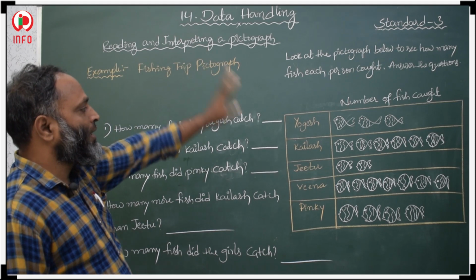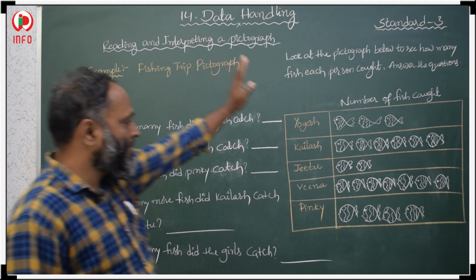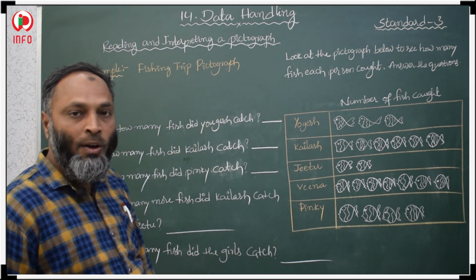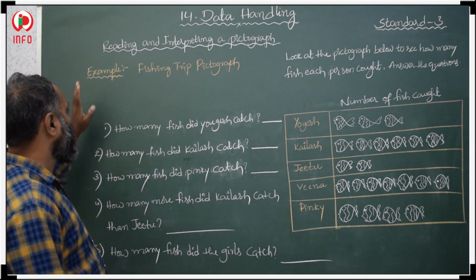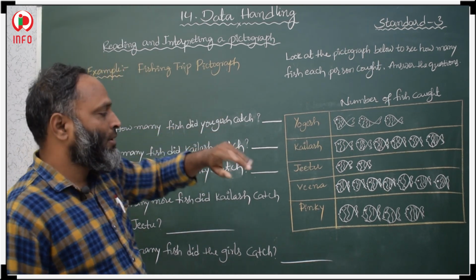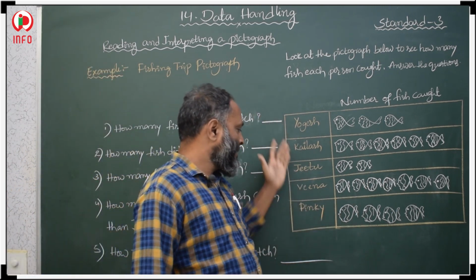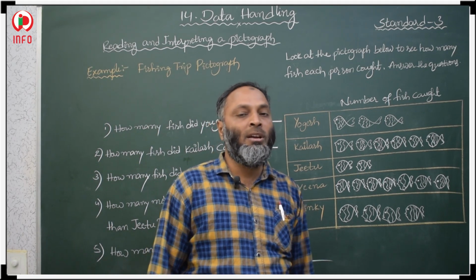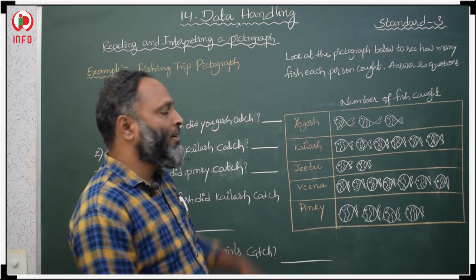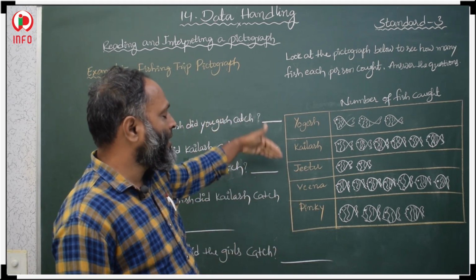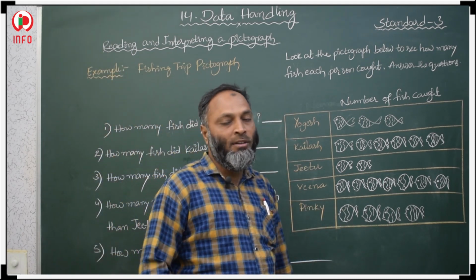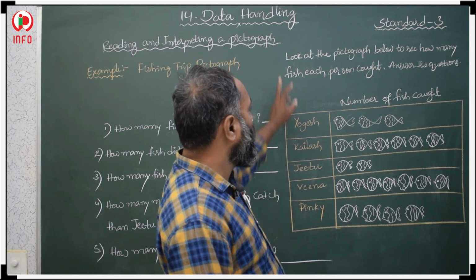Here also a pictograph is given. On the basis of the pictograph, some questions are asked. So what is the pictograph here? A fishing trip of 5 children. 5 children went for a fishing trip. That data is given. So this data is recording the fishing trip.